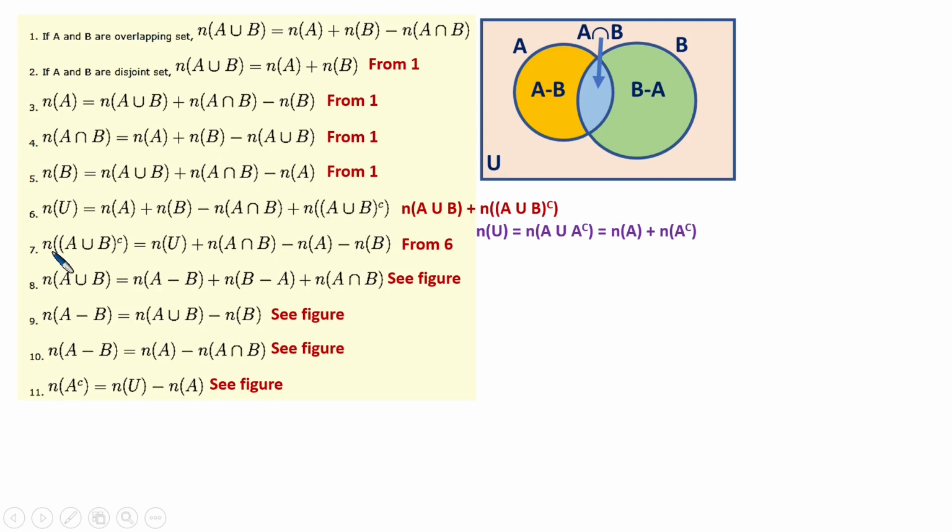Now the number of elements of the complement of A union B is, again I rearrange this from 6 here and I will get this. So similarly from this figure we can find that the number of elements in A union B is nothing but the number of elements in A minus B plus the number of elements in B minus A, this green region, plus the number of elements in this blue region, that is the number of elements in A intersection B. So these are very trivial, I know, so please kindly go through.